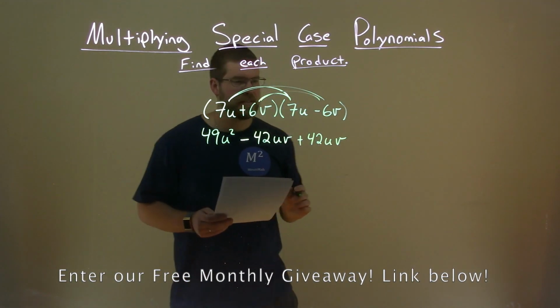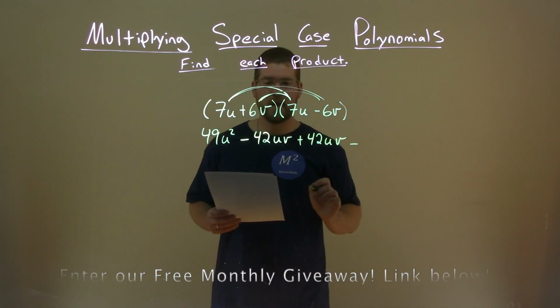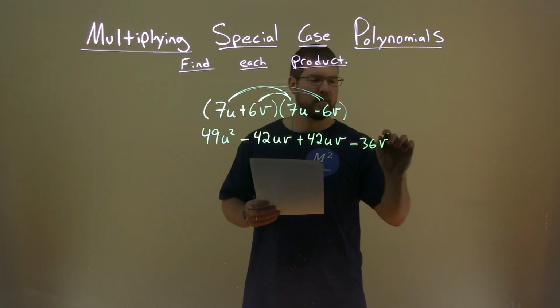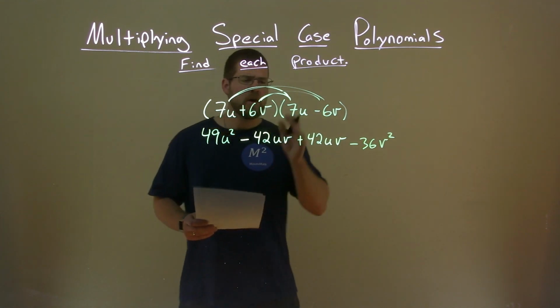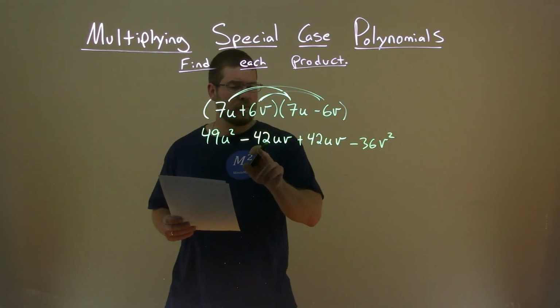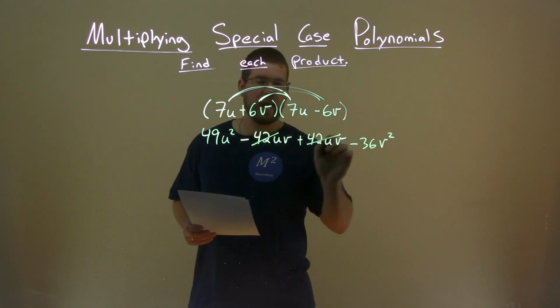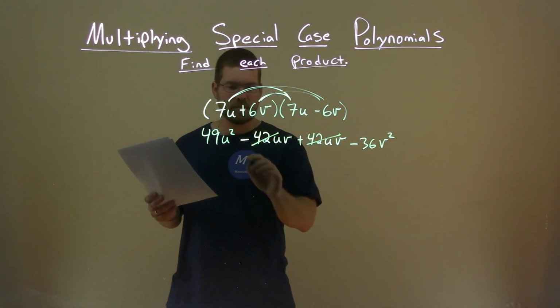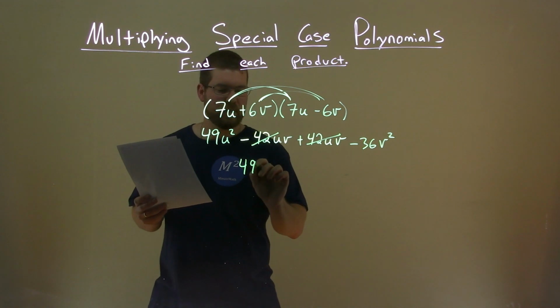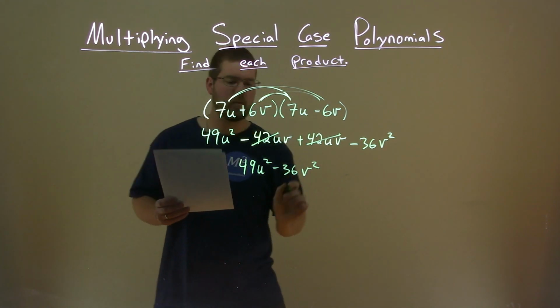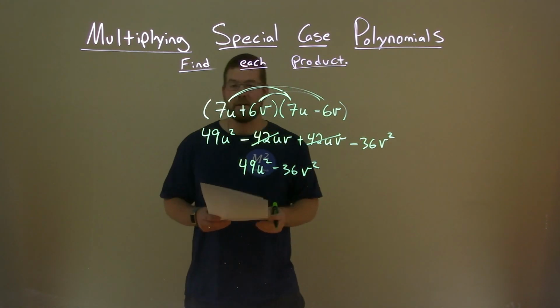Lastly, 6v times a minus 6v, it's going to be a negative. 6 times 6 is 36. And v times v is v squared. Notice the inside here. We have a minus 42uv and a positive 42uv. They cancel each other out, leaving us with the leftovers that just come down. 49u squared minus 36v squared. And that is our final answer.